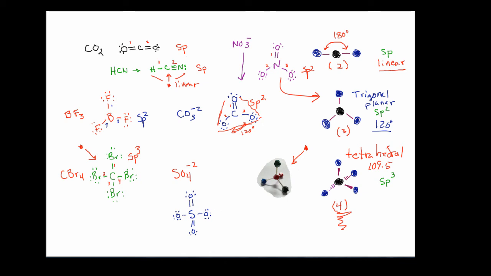All right, so let's take a look at this now. We can determine the hybridization very easily by counting the units. So here's 1 unit, 2 units, 3rd unit, 4th unit. So this molecule is sp3 hybridized, it's tetrahedral, bond angle is 109.5. So sulfate actually looks like this.